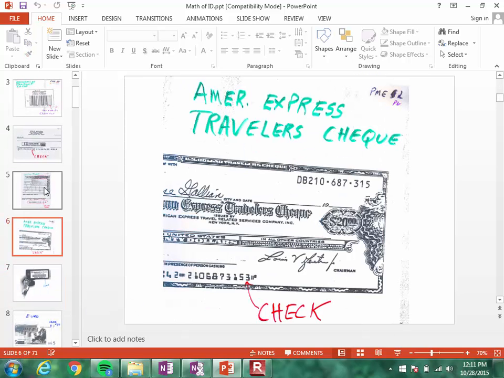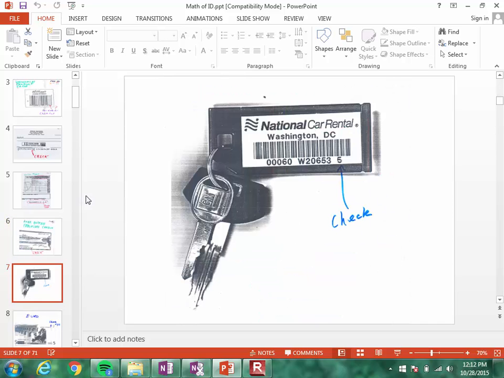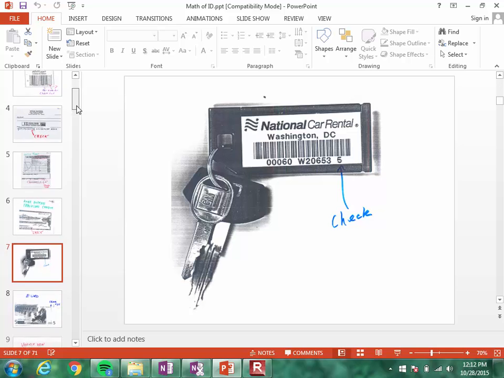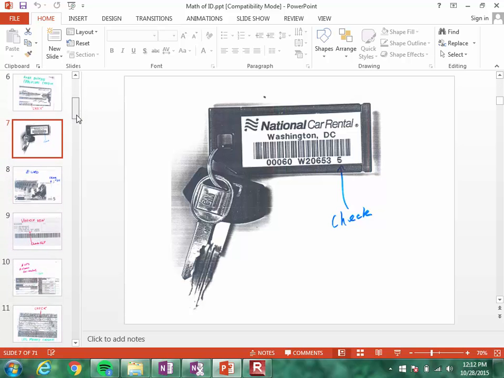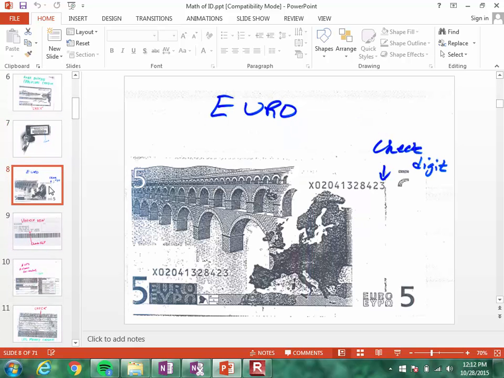And then I should mention the algorithm for these, or the actual formula that's used, is different depending on what it is. We know what ISBN and UPC are, and we're going to do those, but there are some companies that have a check digit and it's not public how it's calculated, because it's a security thing. So traveler's checks, kind of a security thing. Car rentals, that's sort of like a barcode type thing, has a check digit.